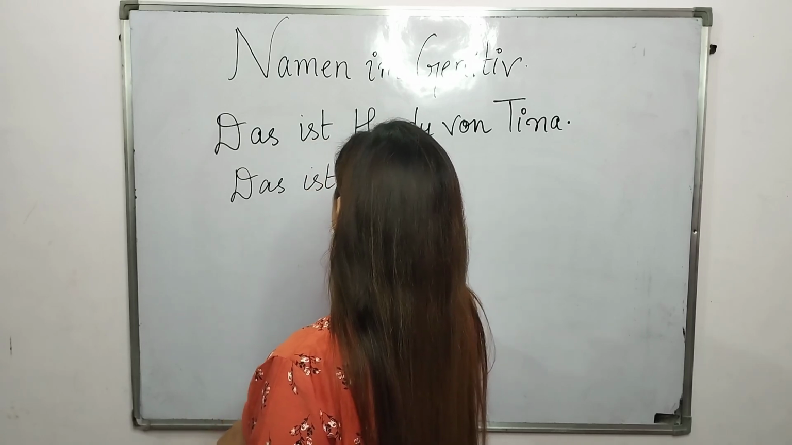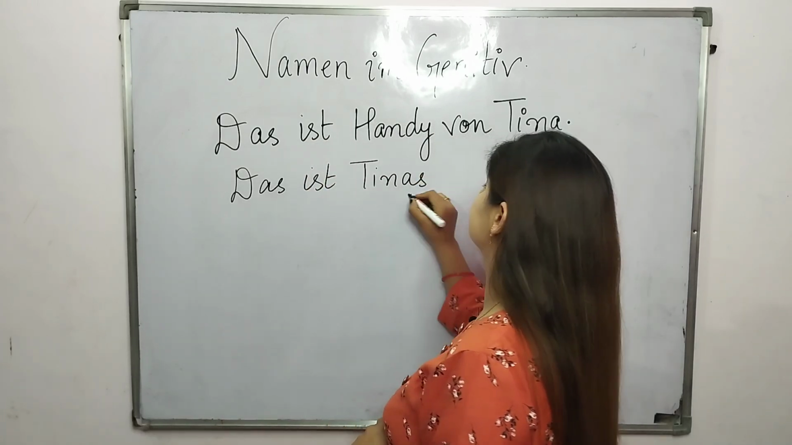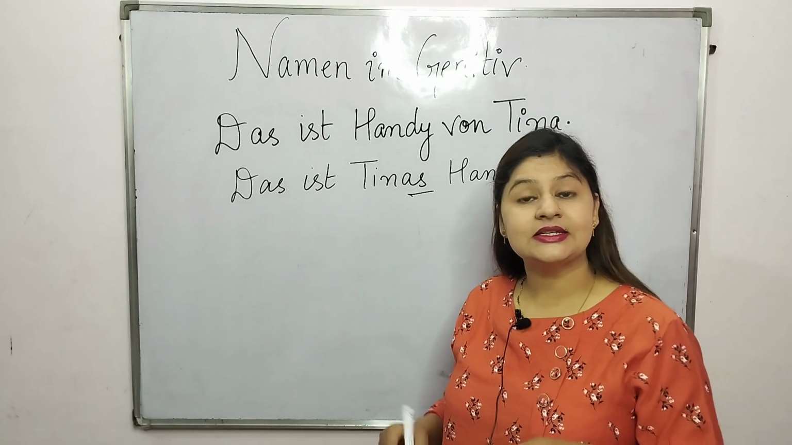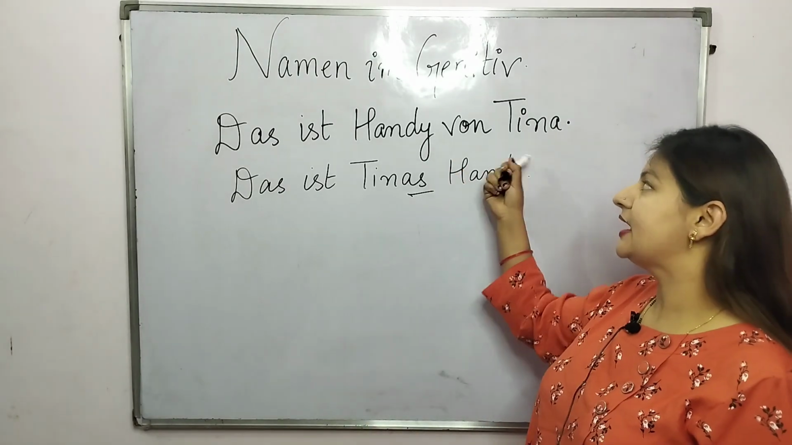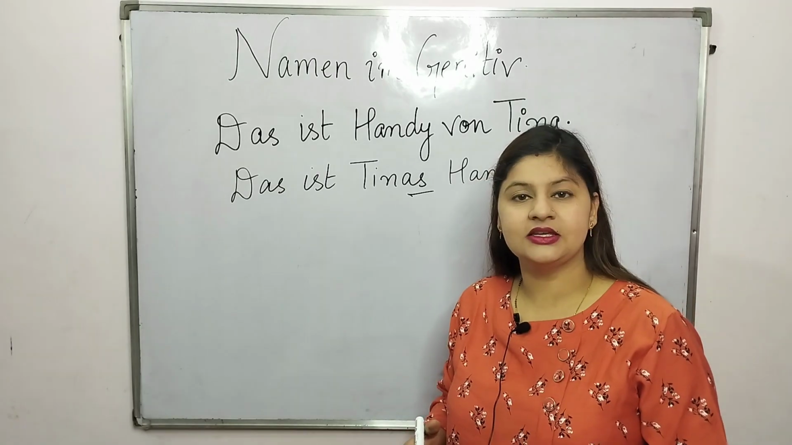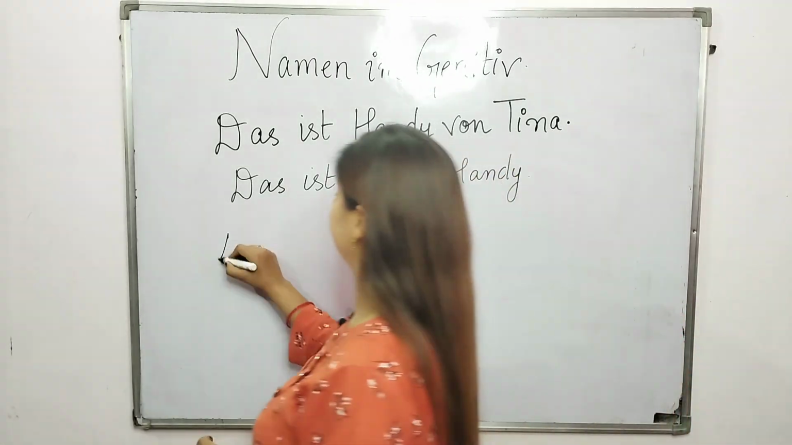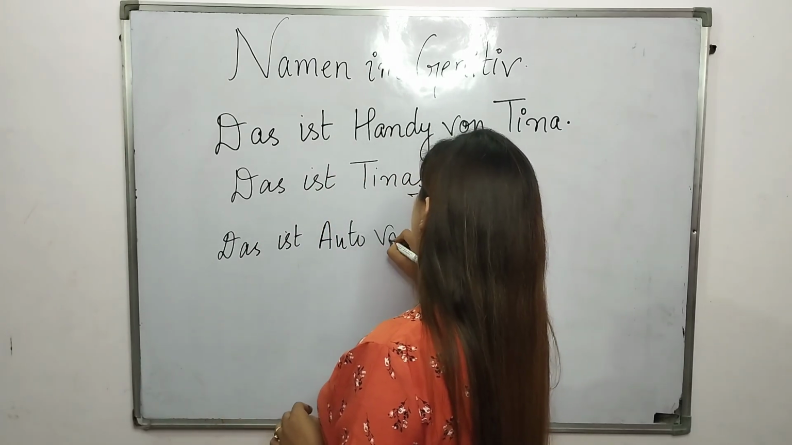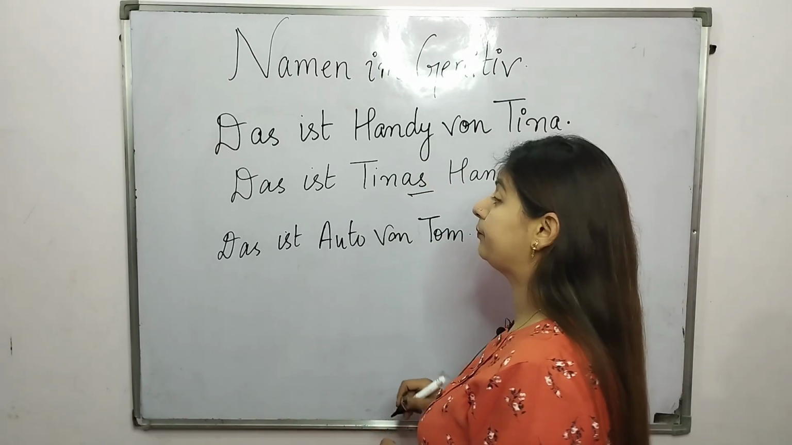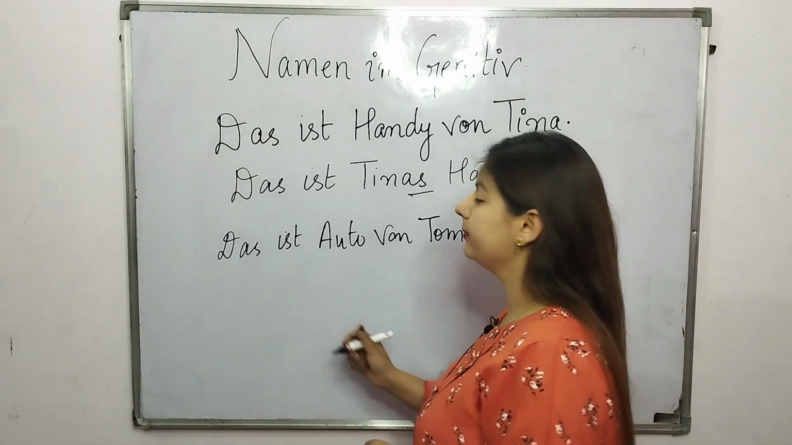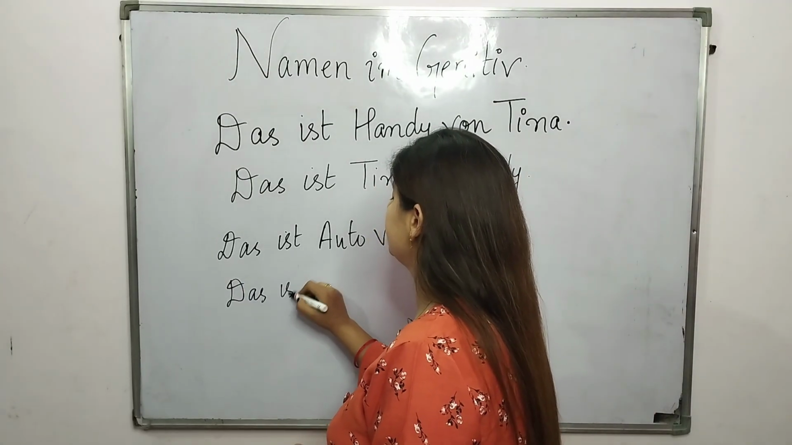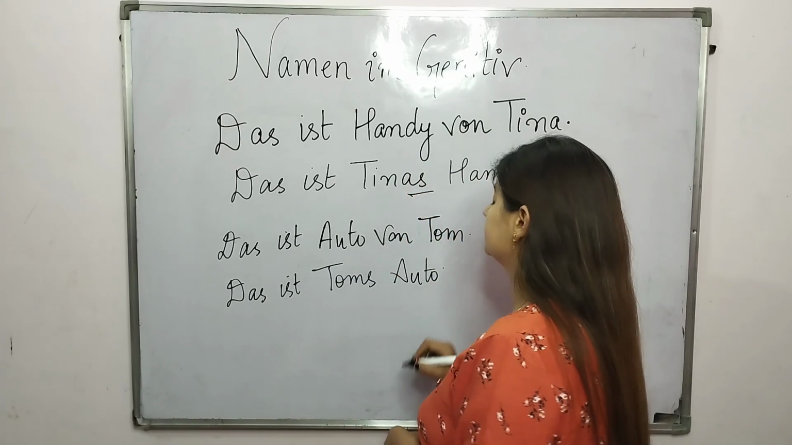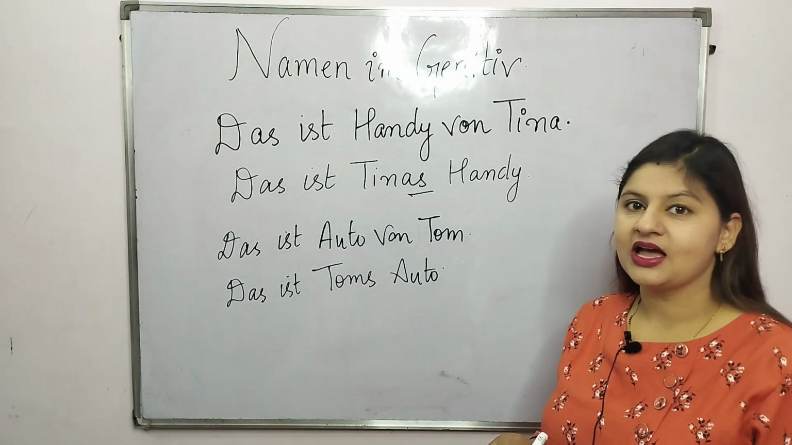Das ist Tina's Handy. This means das ist Handy von Tina. So both are same. Das ist Auto von Tom. Das ist Toms Auto.